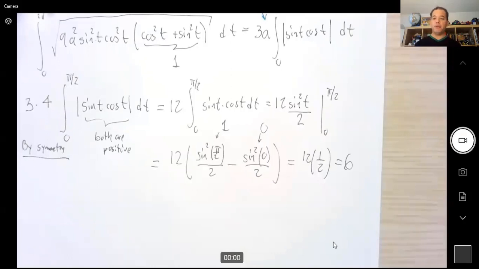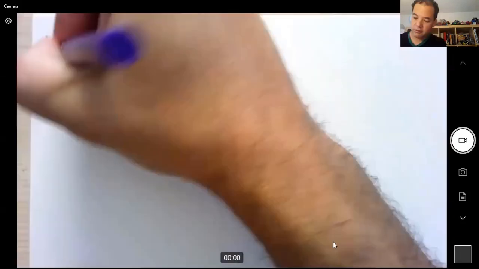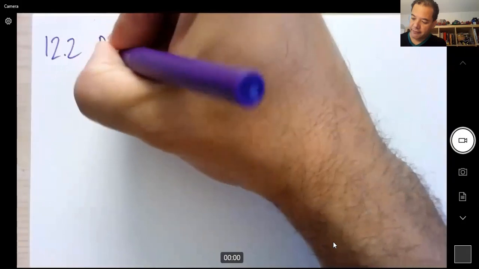We'll talk a little bit more about arc length of curves when we get into the next couple of sections. And I want to get started on that. So the next section is 12.2, and it's called polar coordinates.